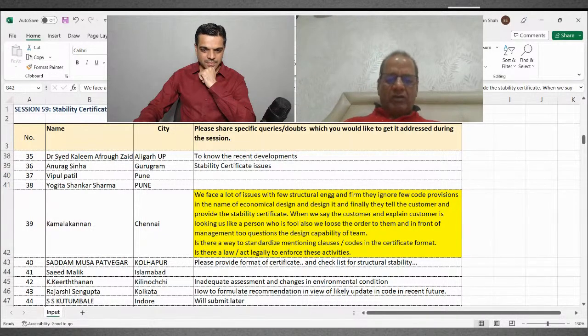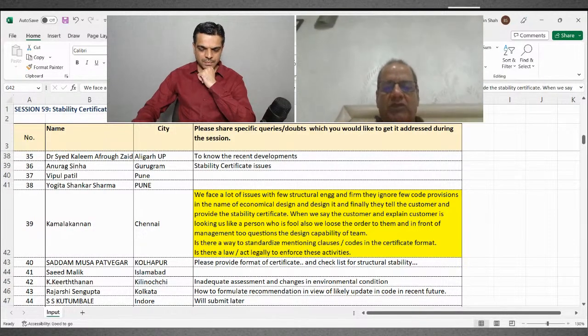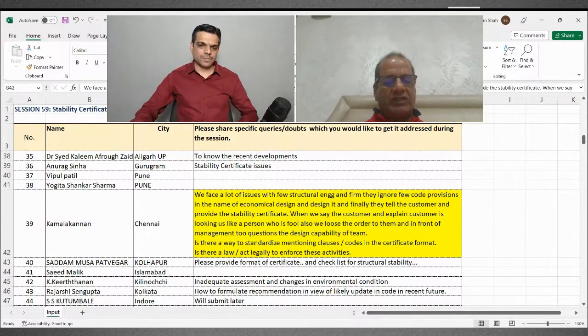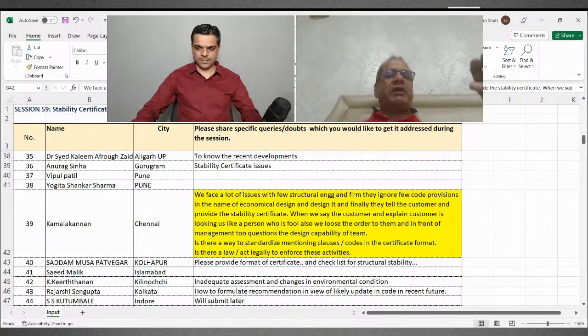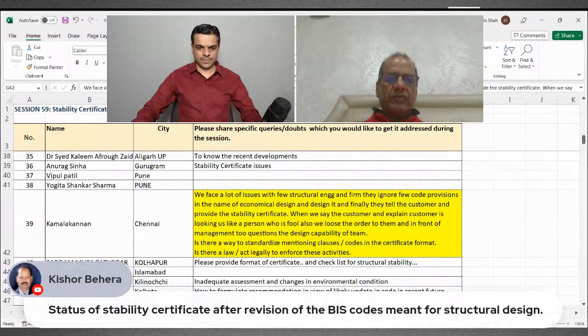Yes, why not? See, I'll show you one of the formats. There are some basic IS codes which are followed in the design of every structure, and then there are some specific codes. We should mention all those codes in the first para. There should be a building description. In the second para, list those codes and specific parameters.